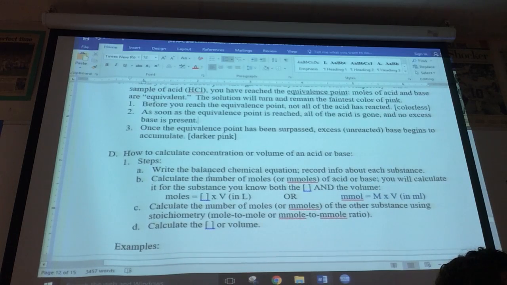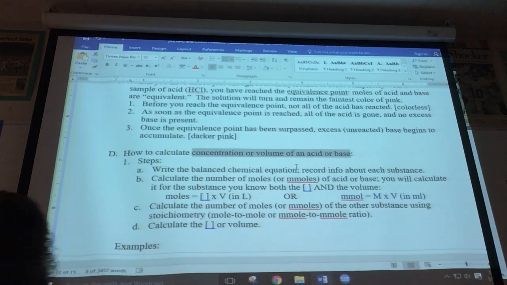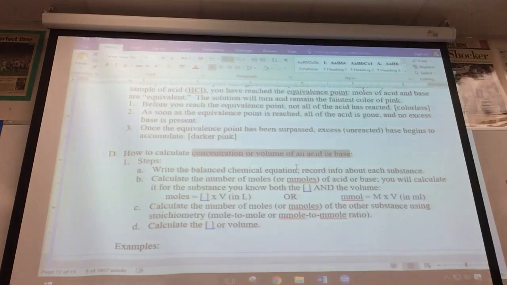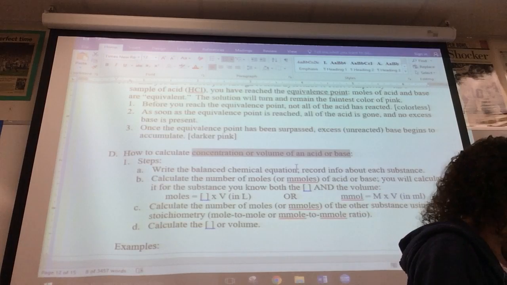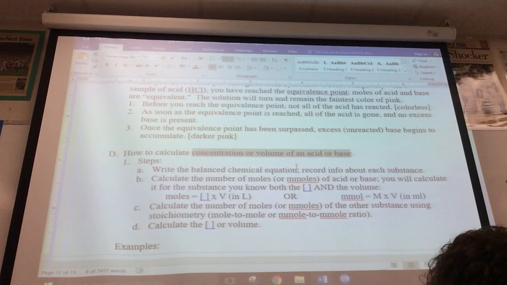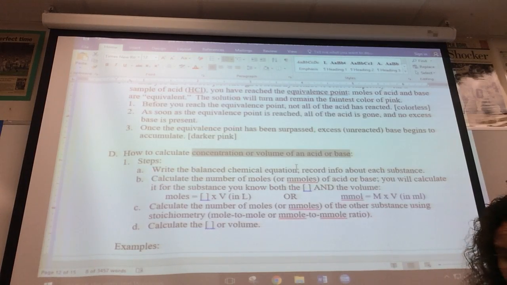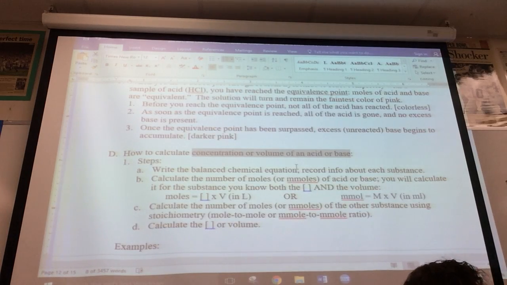What we want to make sure we can do is calculate either the concentration or the volume of an acid or a base. It's a 4-step process. I'm going to walk you through these 4 steps. I'll label them as we go so that you can follow through when you review these concepts later on. But when we work through 3 practice problems, I think you'll feel very comfortable with this type of analysis. It's not difficult. It, like everything else in chemistry this year, requires practice.